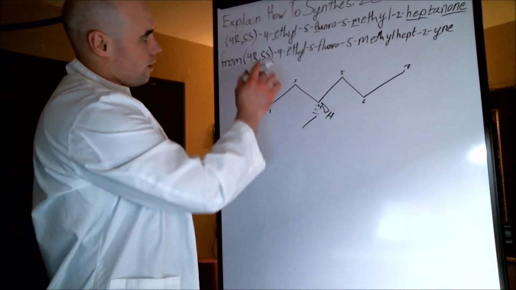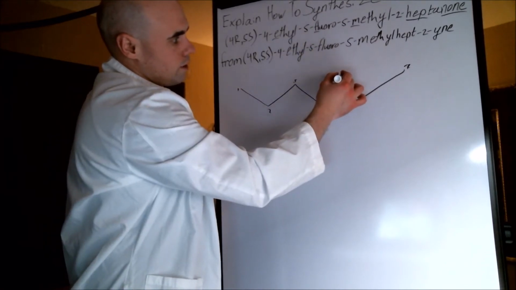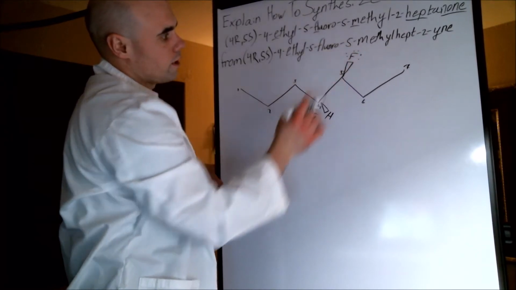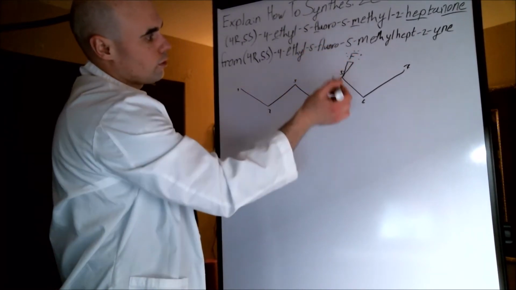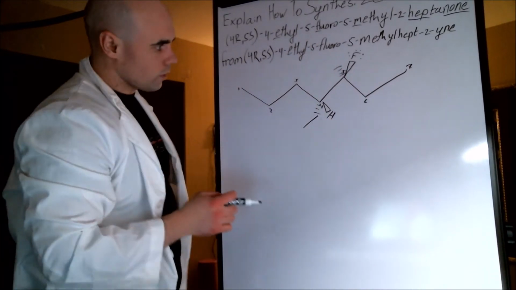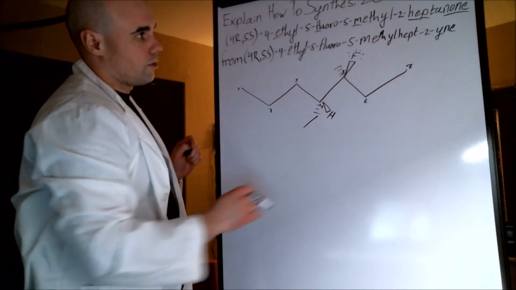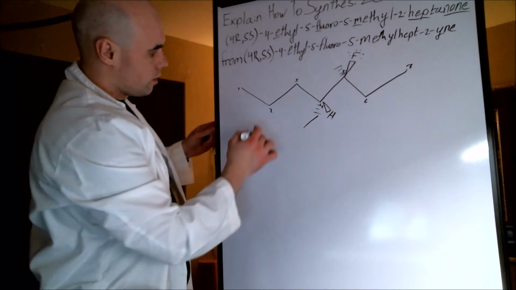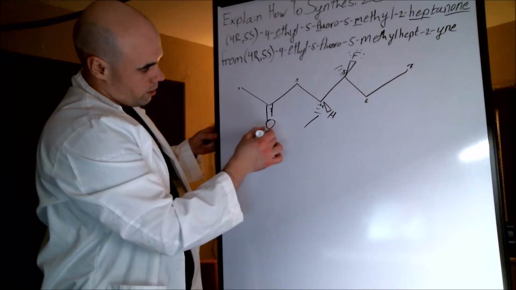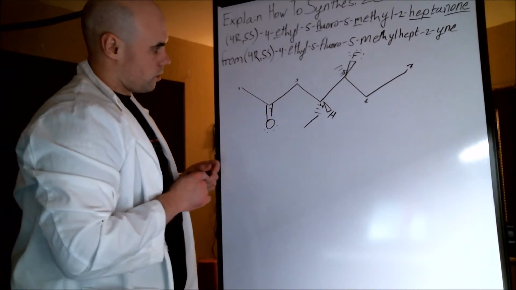So we've got 4-ethyl, then we have 5-fluoro, and let's just say fluorine is going to be a wedged fluoro here, and we have a methyl group, and we're going to have to dash that. And because it is a ketone on the second carbon, there's a carbonyl group, a double bond from carbon to oxygen here.